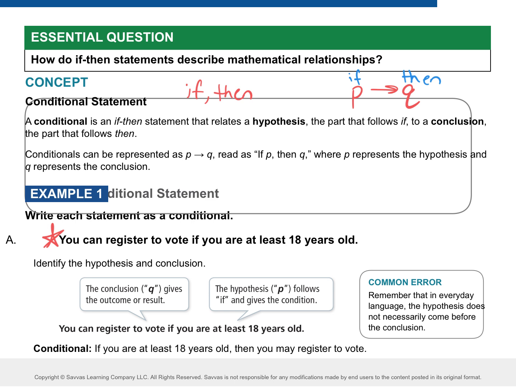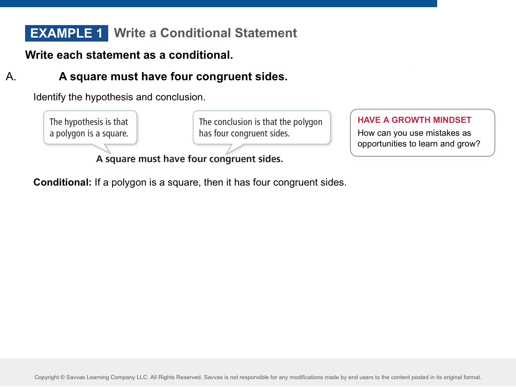We're writing if-then statements. So some sentences might already have if in there. Not all of them will. Like the example right here, not in your notes yet. This one, a square must have 4 congruent sides. How can I change that or write that as an if-then statement? Give it a try.